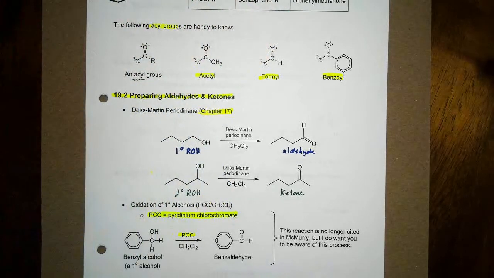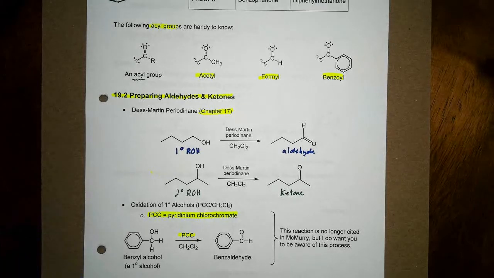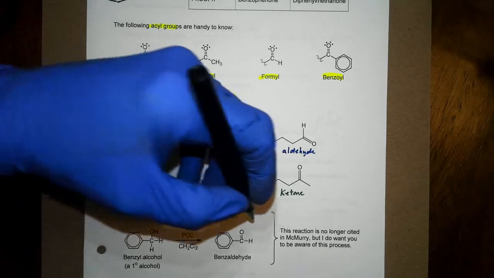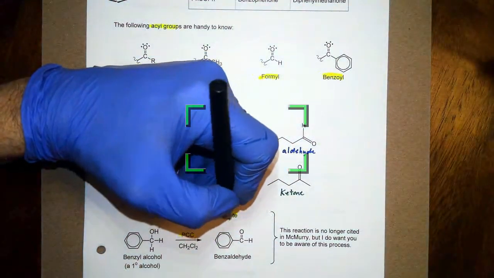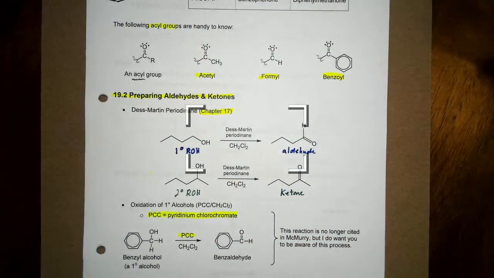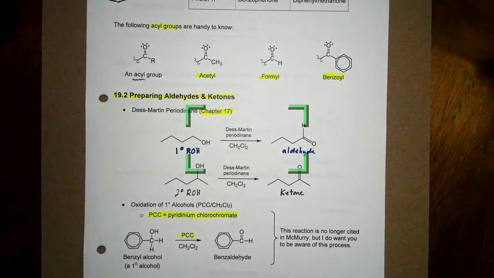Now this has lost favor over time, but it's still used. One reason it lost favor is because it has chromium. The chromium in here is very toxic, so we tend to get away from that. But you might notice that the result is the same as the Dess-Martin.